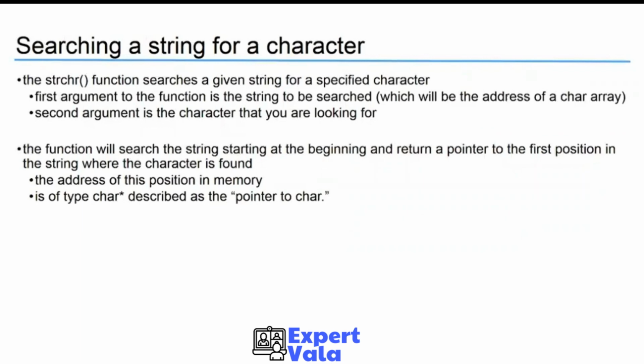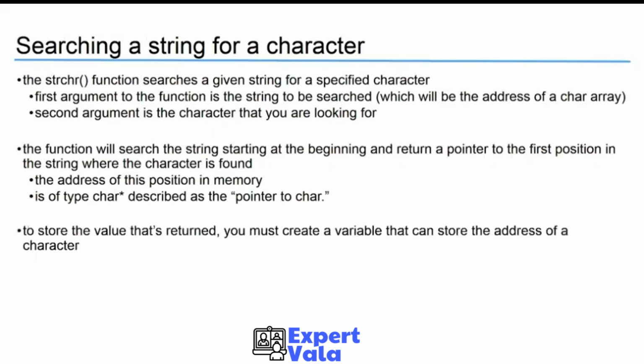This is why the pointer is important now, because we are not returning an entire value. We are returning a pointer to a character inside of a string. And that address represents the index of an array, essentially. The address of this position in memory is of type char star. It's described as a pointer to a char, which is really just a single character in memory. To store the value that is returned, you must create a variable that can store the address of a character. So you have to create a pointer.